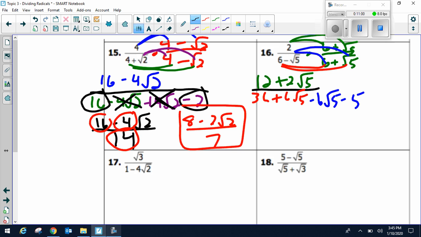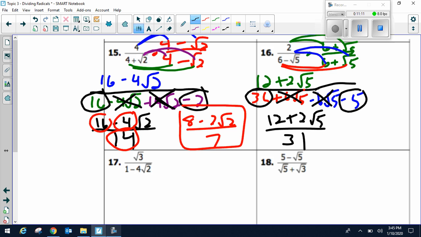And again, as I told you, these middles should always go away, and you should be able to combine these two. So I get 12 plus 2 square root 5 over 31. Double check the outside numbers, 12, 2, and 31. There's nothing that goes into them, so that's my final answer.